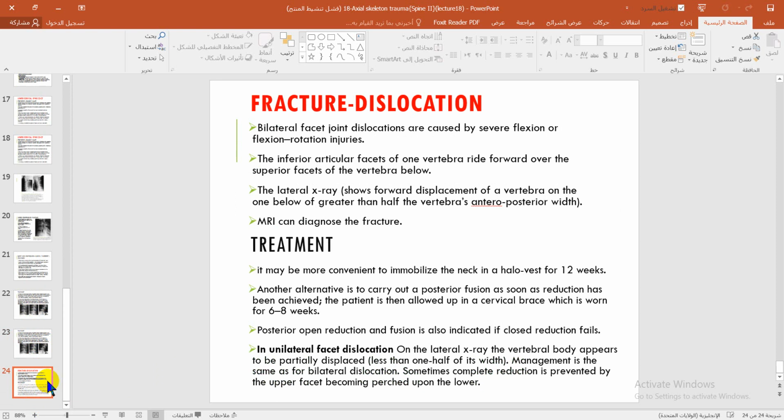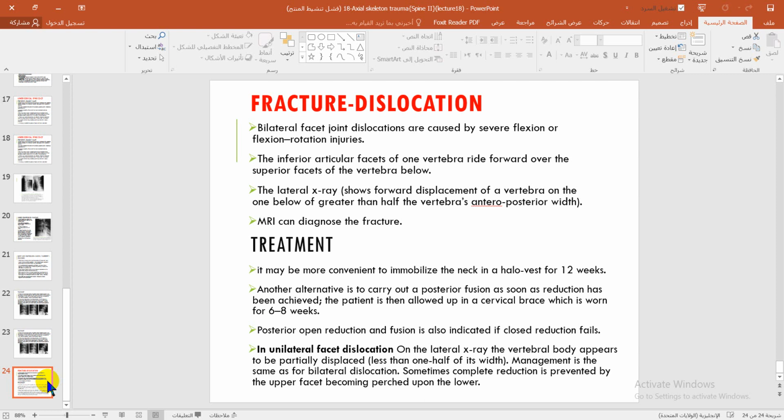Fracture dislocation. Bilateral facet dislocations are caused by severe flexion or flexion-rotation injury. The inferior articular facet of one vertebra rides forwards over the superior facet of the vertebra below. This is called dislocation. The lateral X-ray will show forward displacement of the vertebra on the one below. If it is greater than one half of the anteroposterior width, it is either incomplete or complete. Less than half displacement means unilateral. More than half displacement is usually a bilateral dislocation.